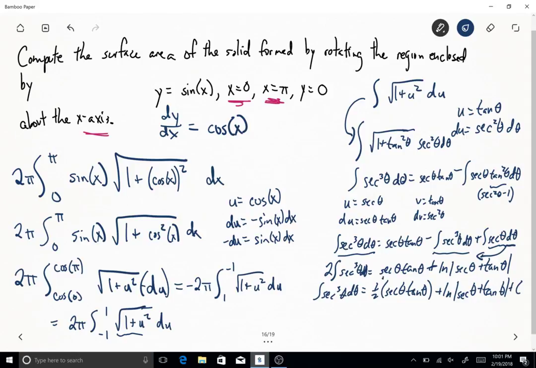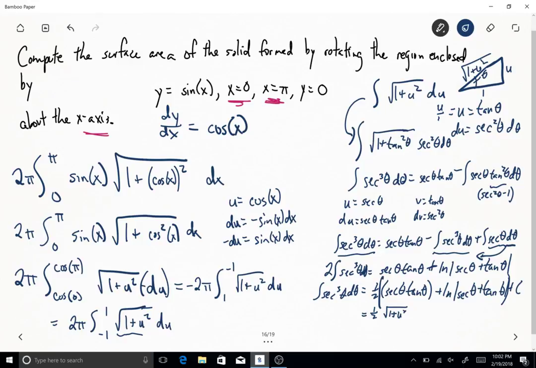Oh, and I need all that to be in parentheses. Okay, there we go. But now we aren't done. You have u equaling tangent theta, so if you draw the triangle, with theta here, that's u over 1 essentially. So opposite is u, adjacent is 1, so the hypotenuse is the square root of 1 plus u squared. So the secant theta is the square root of 1 plus u squared.